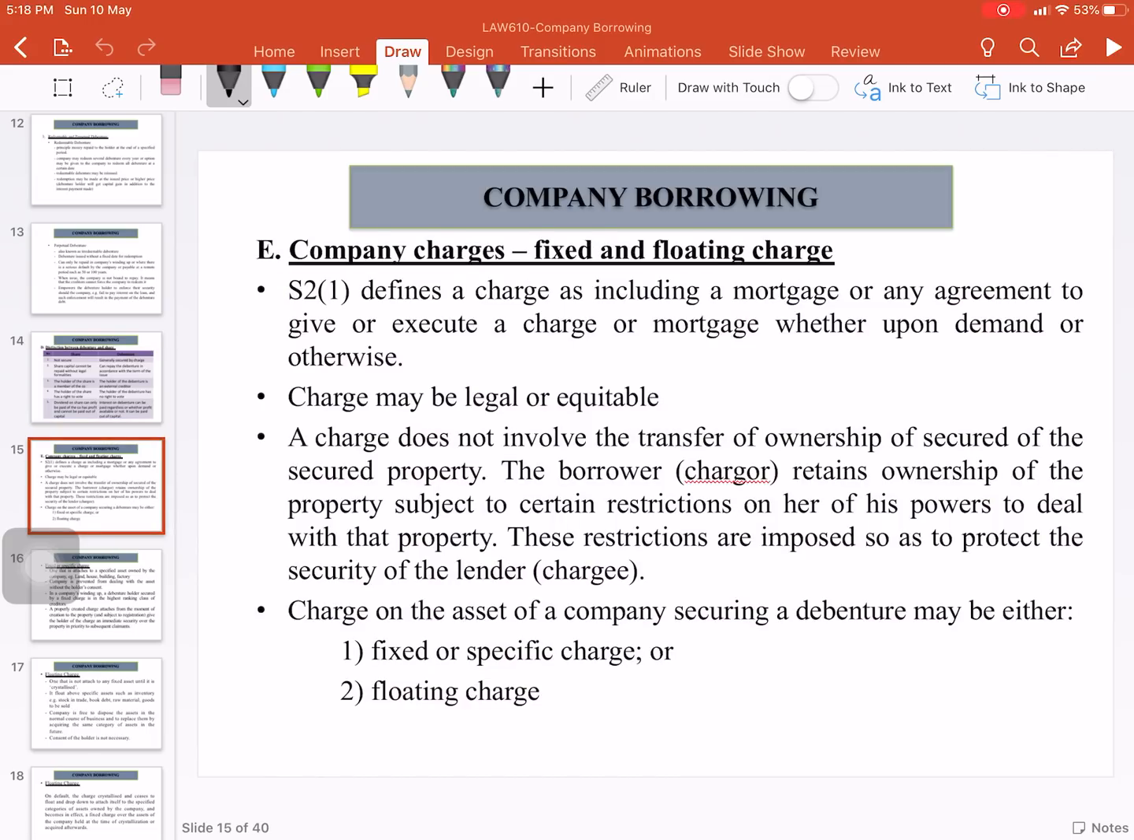Okay, now next, we are finished with the debenture. Now we are moving to the other part, which is company charges. What is company charges? Before I continue, let me just show you some scenarios.